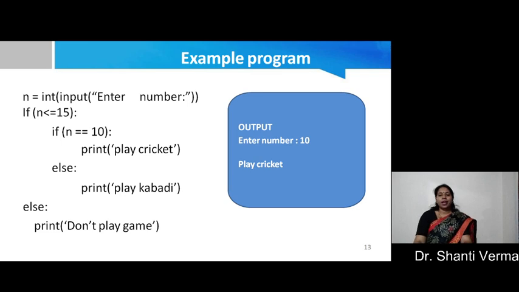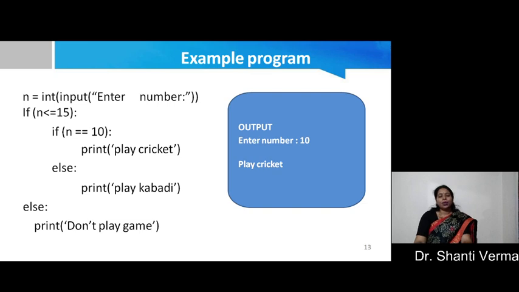Here you can see that if the age of a user is less than or equal to 15, then he is able to play a game, either cricket or kabaddi. And if the age is greater than 15, then it means that the user doesn't play any game.